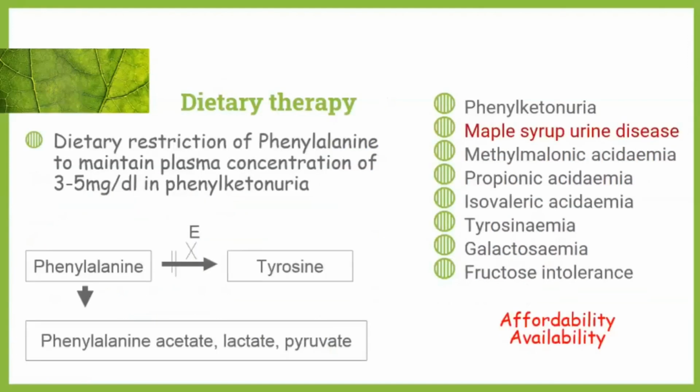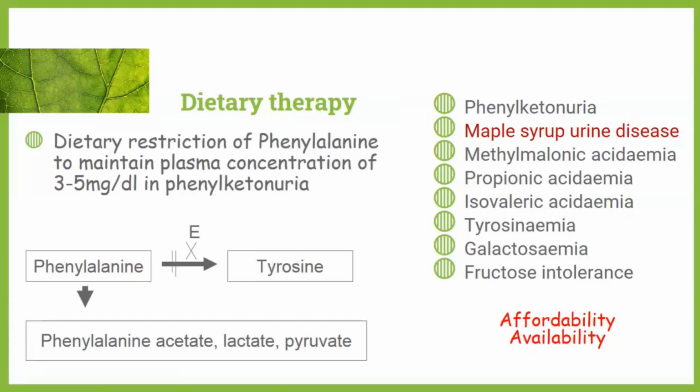Dietary therapy, like dietary restriction of phenylalanine to maintain plasma levels. This is one example I have put, 3 to 5 mg per dL in phenylketonuria. As you know, phenylalanine will not be converted to tyrosine and it will convert to acetate, lactate, and pyruvate, which are the toxic metabolites. So if you reduce the phenylalanine in the diet, the toxic metabolites will not accumulate in the body, which will prevent end organ damage.